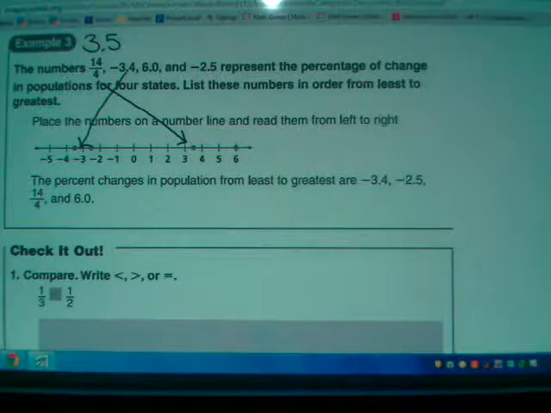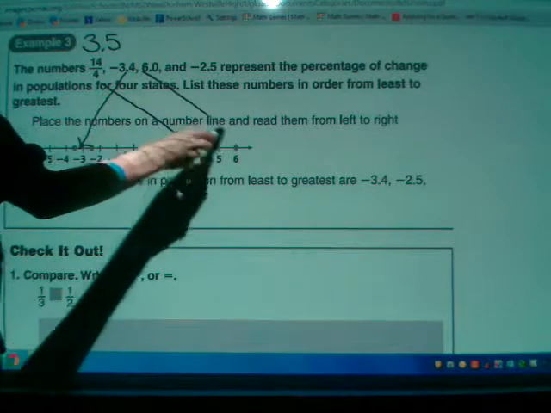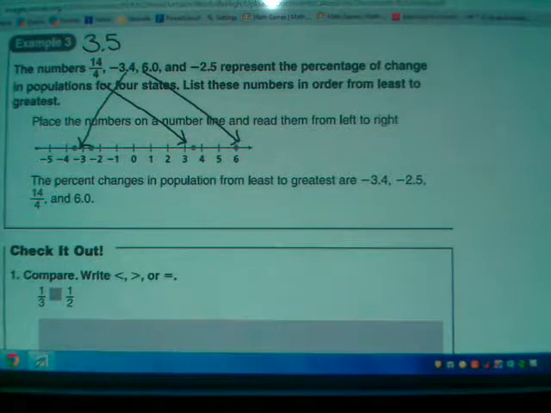6.0 is the equivalent of just the number 6, the whole number 6. So that's the one you see furthest to the right on the number line, right on 6.